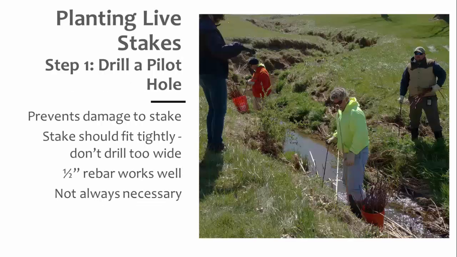The first step for planting a live stake is to drill a pilot hole. This might not be necessary in some areas where the soil is very soft, but it's important to ensure that you are not damaging the live stake when you push it into the ground. Keep the pilot hole roughly the same size or slightly smaller in diameter than the live stakes. You don't want a pilot hole to be larger than the live stake. A short piece of rebar or a dandelion weeding tool works well for drilling a pilot hole.